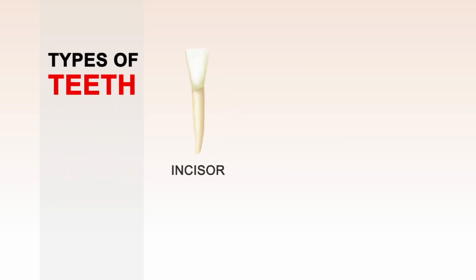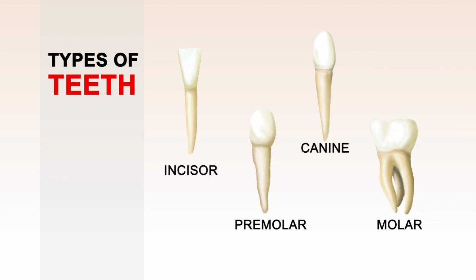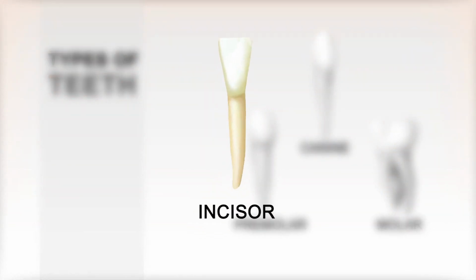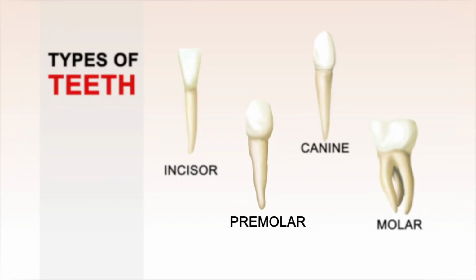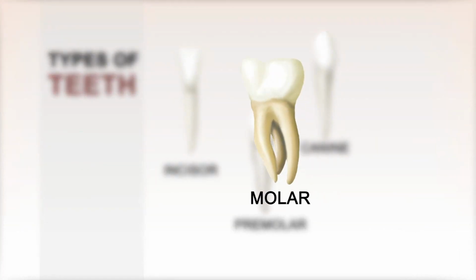Do all the teeth look the same? No, they don't. They look different and also perform different activities. They are incisors for cutting and biting, canines for tearing and piercing, premolar and molar teeth for chewing and grinding. For healthy hygiene, we should brush our teeth twice a day.